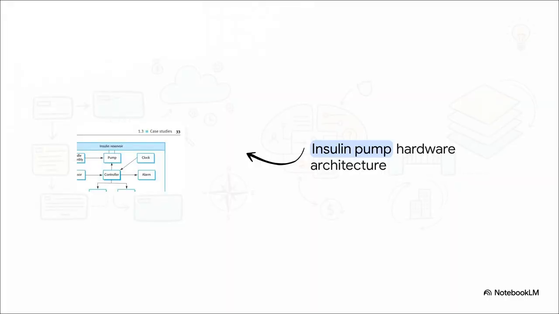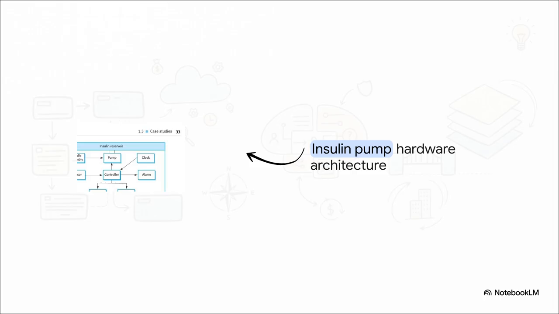Starting over on the left, we have the blood sensor. This sensor actually measures the electrical conductivity of the blood, which correlates directly to the user's blood sugar level. This raw reading is then sent straight to the central controller. You can think of the controller as the brain of the operation. It's driven by a clock to ensure very timely, regular checks.